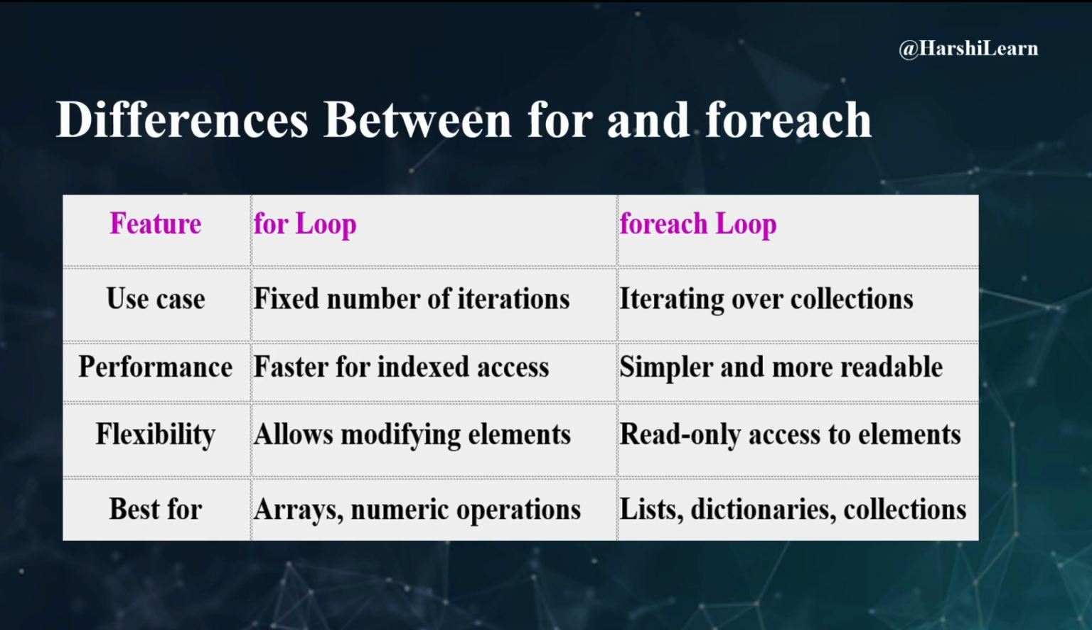You may ask how to decide which loop to use. Correct. Use a for loop when you need precise control like counting numbers, modifying elements, or skipping specific steps. And use a foreach loop when you're working with collections where you don't need to modify elements, you just want to iterate through them easily. Okay, that's it. Now you know exactly when to use for and when to use foreach.